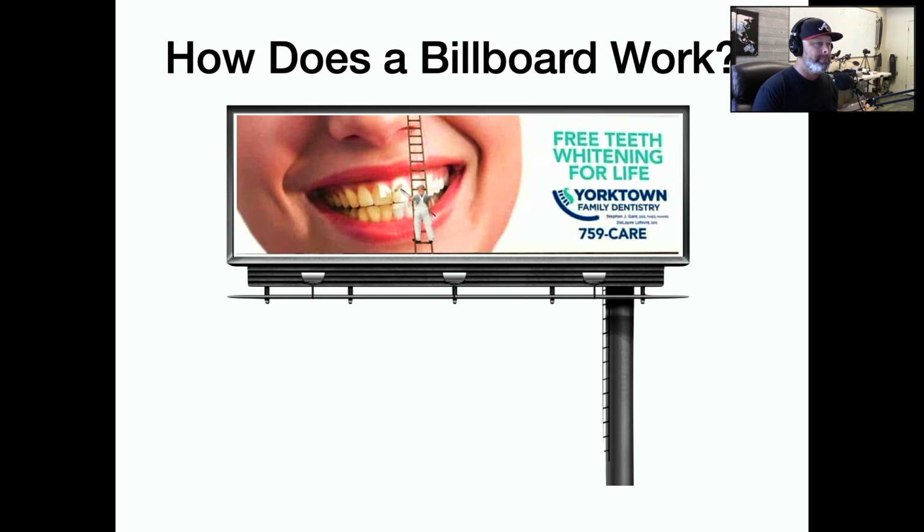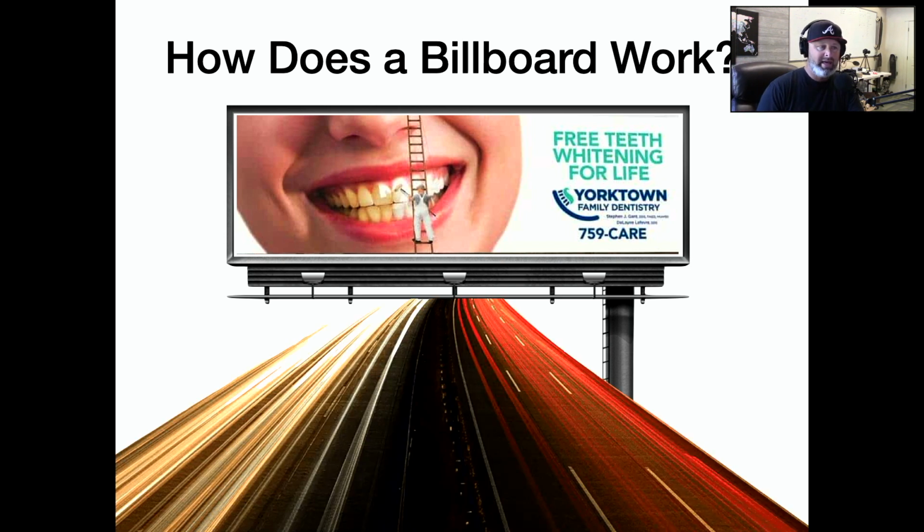Well, when you look at a billboard, there's an image and an offer, okay? You place in front of that a lot of people that can see that image and that offer, and all of a sudden you have an ad and people seeing it, and that is how it works. It is very straightforward.